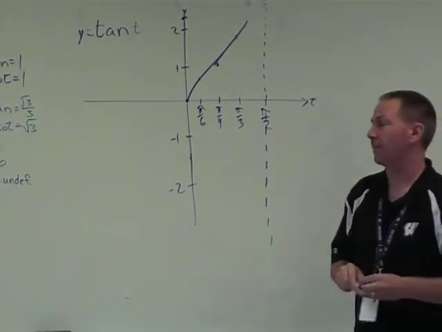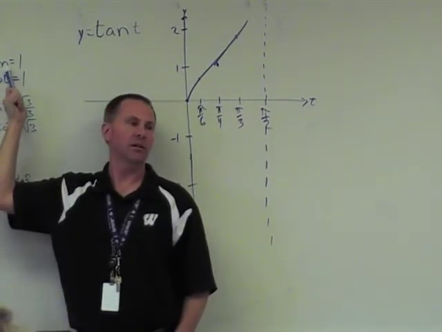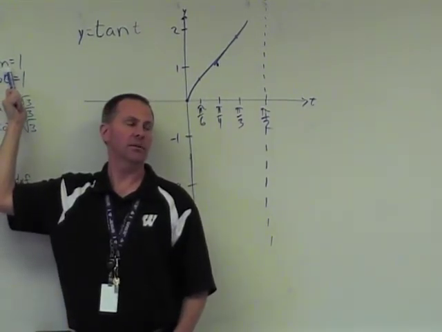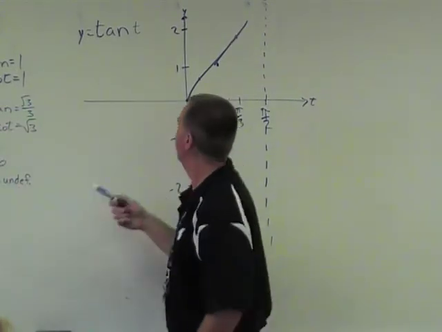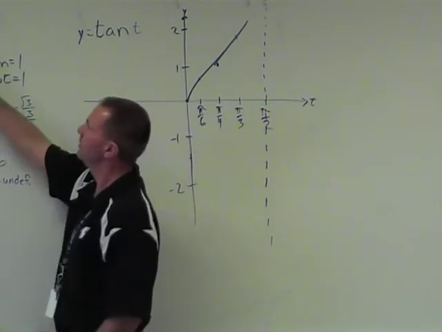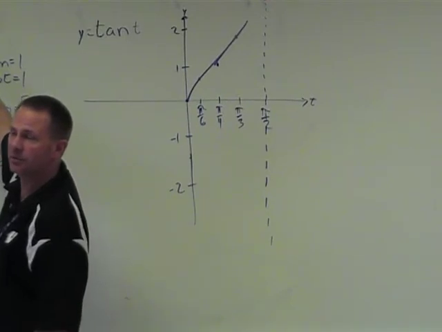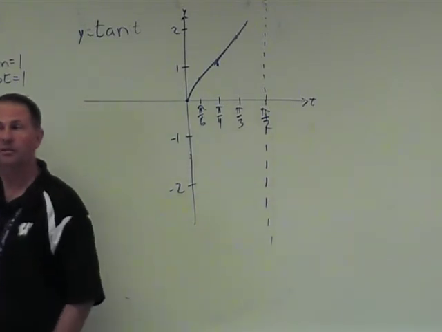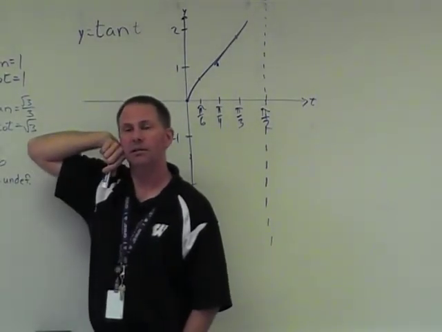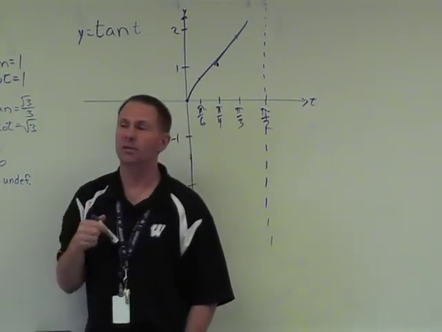Yep. What's the tangent of 45 degrees on your calculator, Bailey? One. Great. What about the tangent of 60 degrees? What is radical 3 again? What did you say it was? 1.7. And then what does the tangent of 60 degrees say? Well, we'll call it the same thing.